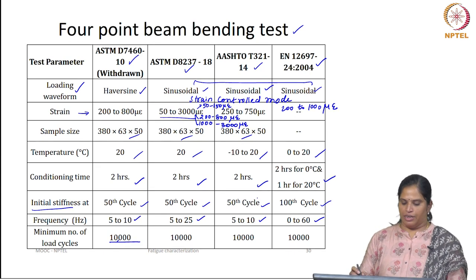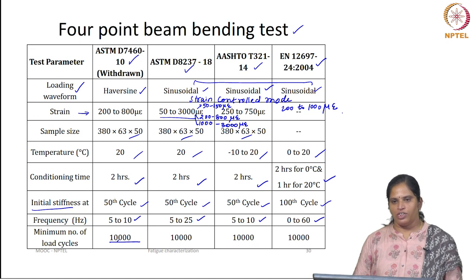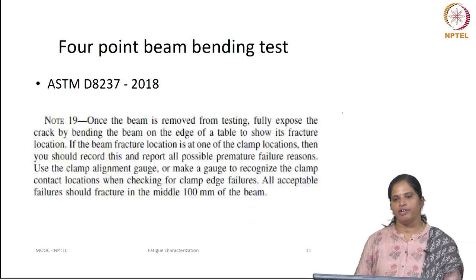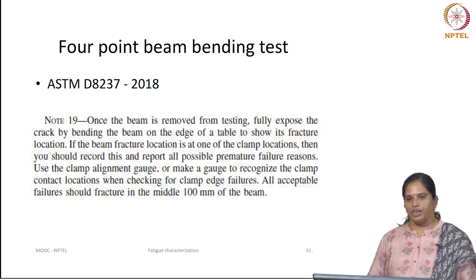So, we have a comparison between different standards. All these standards are strain control tests. Now, we need to recollect here that in a strain control test, we cannot see a crack pattern clearly. So, in that case, how do you visualize the crack?